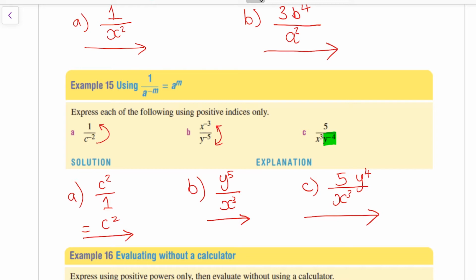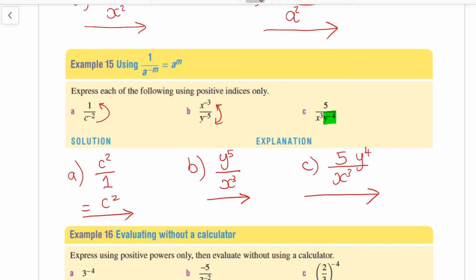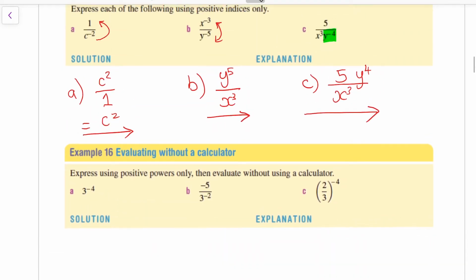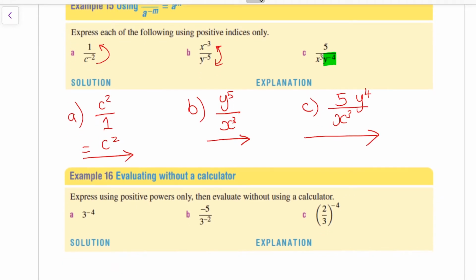Personally, with negative indices, it's probably best to make them positive before you do any cancelling. You may experience some of these in the questions that I may set for you to do today.